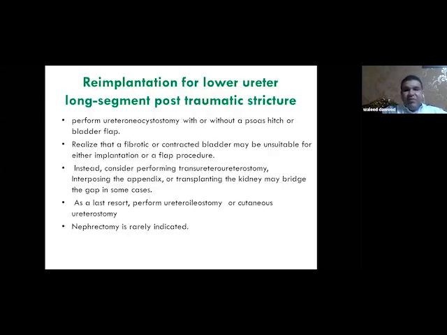Some challenge is present in case of re-implantation in long segment post-traumatic stricture. This is a separate entity from primary obstructed megaureter or vesicoureteral reflux. This is post-traumatic, mainly after ureteroscopy or any surgery in the pelvis. We can have a long segment lower ureteric stricture. In this case, we perform ureteroneocystostomy with or without psoas hitch or bladder flap or Boari flap. Realize that a fibrotic or contracted bladder may be unsuitable for either implantation or flap procedures. Instead, we can do transureteroureterostomy, interposing the appendix, autotransplantation, or we can do ureteroileostomy or cutaneous ureterostomy, which is rarely indicated.